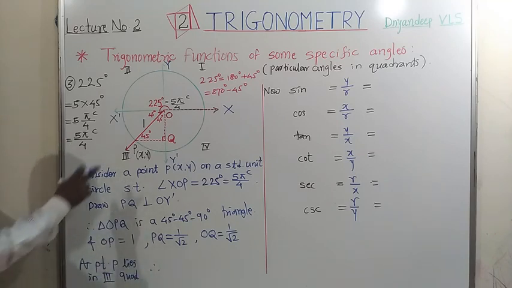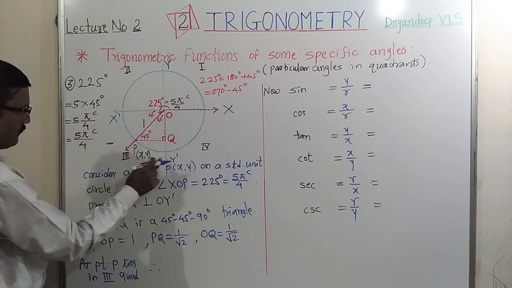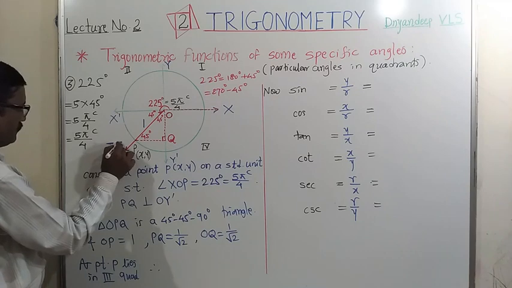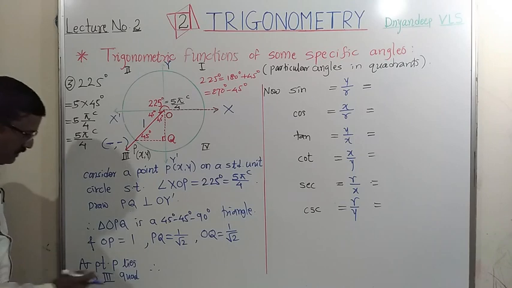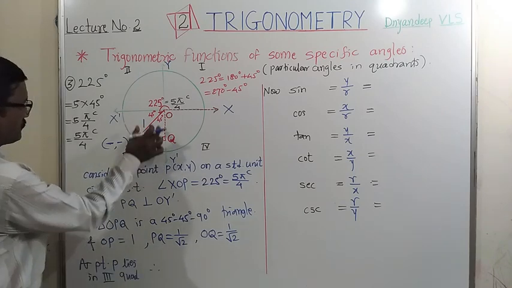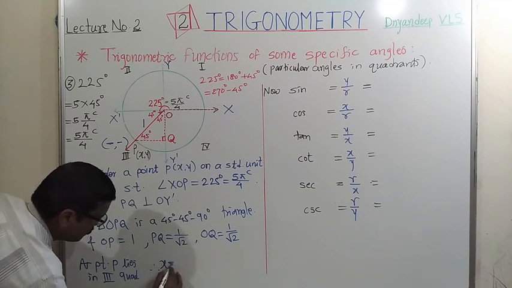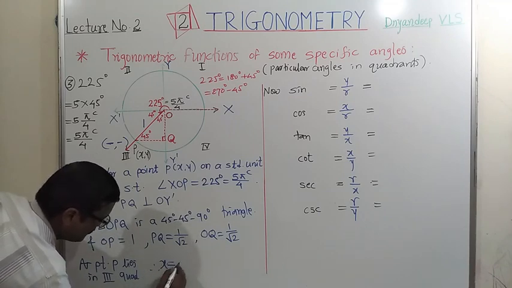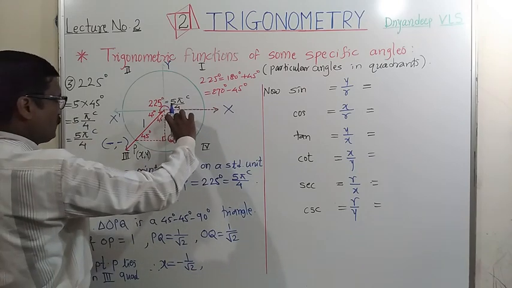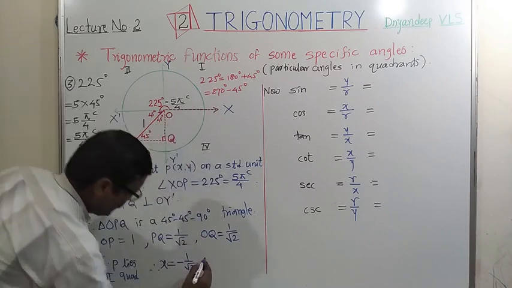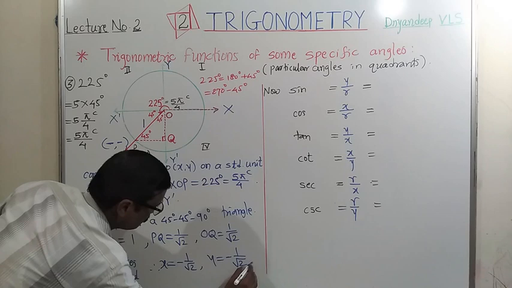Therefore, as point P lies in the third quadrant, its x coordinate is negative, and its y coordinate is also negative. Okay, both x and y coordinates are negative. So this PQ gives us the x coordinate that is negative. Therefore, x is equal to minus 1 upon root 2, and OQ gives us the y coordinate. So the y coordinate is also equal to minus 1 upon root 2.